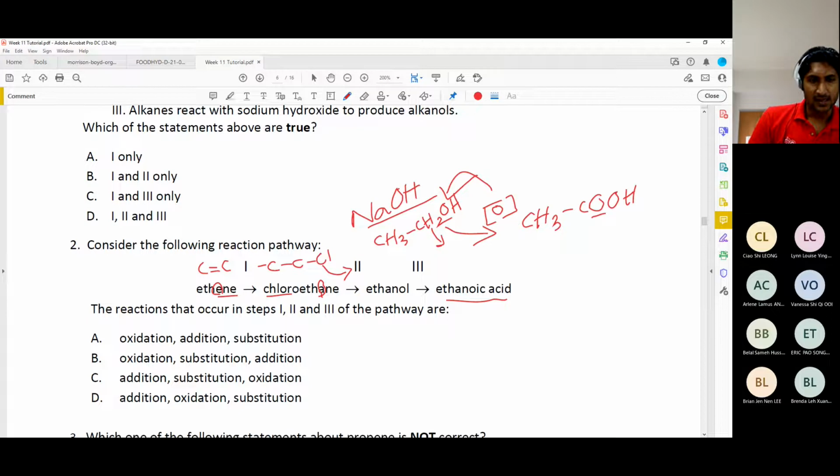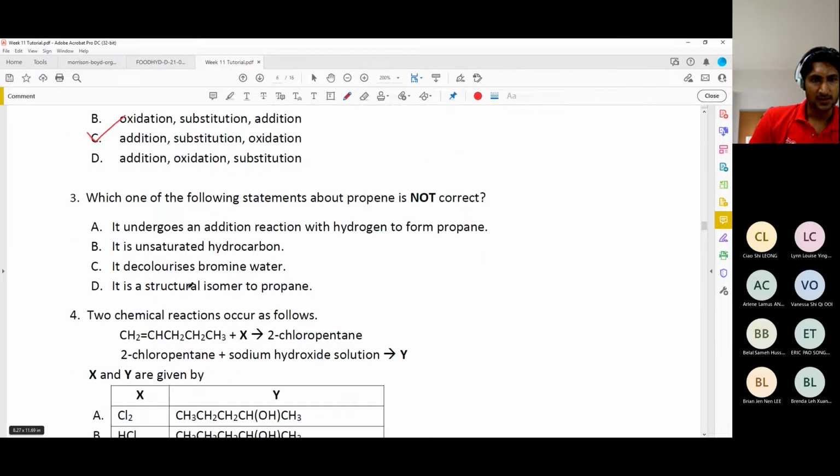So the question says, consider the following reaction pathway. What happened? First of all, addition occurred because from ethene, I had to add hydrogen chloride to make it chloroethane. So that was an addition. And then chlorine was substituted, right? Chlorine was substituted from here by hydroxyl. So it's a substitution reaction. And then there is oxidation. So addition, substitution, and oxidation. That is how it goes.